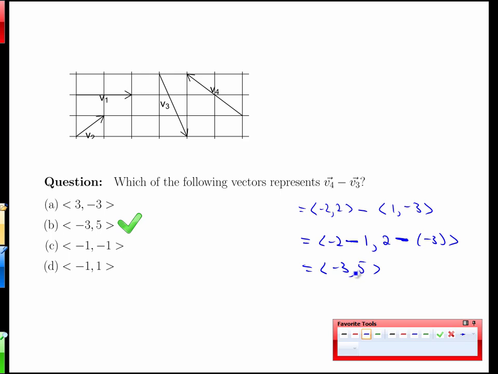But can we verify that graphically just to get some reassurance? Well, we had v4, and v3 would have been this vector here, but we're subtracting v3, so it's going to be that vector that works in the opposite direction. There we go.